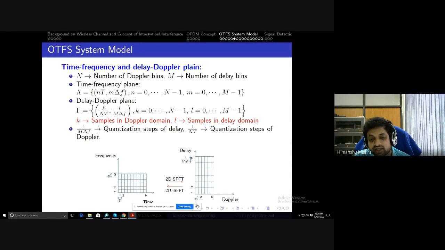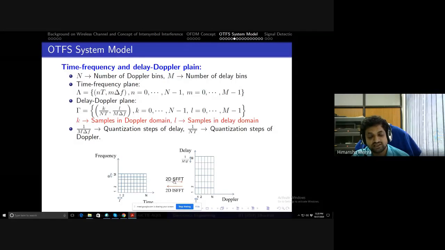1 divided by capital Nt, you can see that capital Nt. So these will be the Doppler samples you can get from here. Once you convert this, this gamma is nothing but these values, the delay Doppler grids, that means k divided by Nt. So once you convert this using the SFFT, you will get this form, k divided by Nt. Nt is the total time duration.